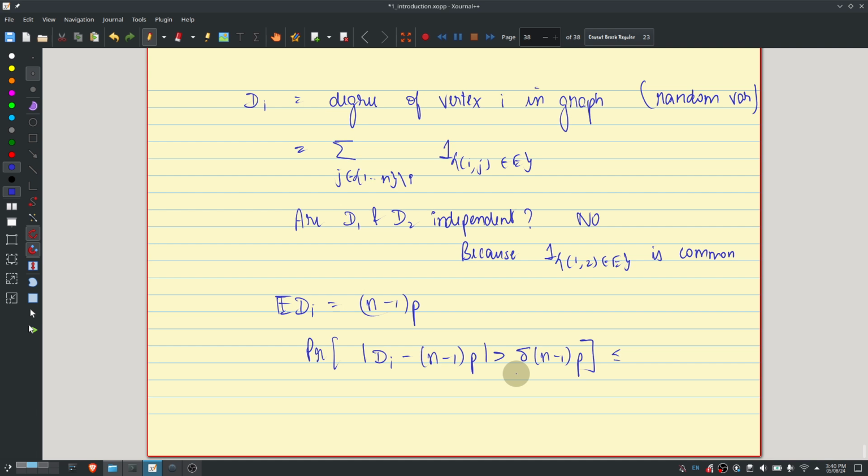Assume that this delta is very, very small, much smaller than 1. We can just use the Chernoff bound for Bernoulli random variables because it's just a sum of Bernoulli random variables. So this is 2 times e raised to minus... I can apply Chebyshev's inequality, but I'm only going to get a weaker bound. I want the tightest bound that I can get.